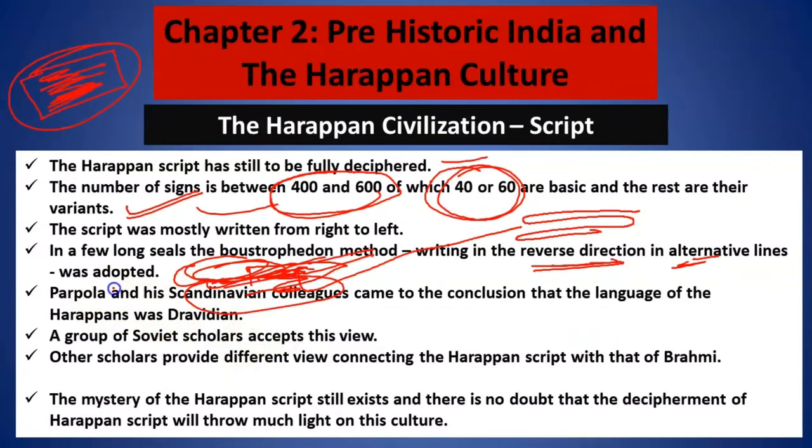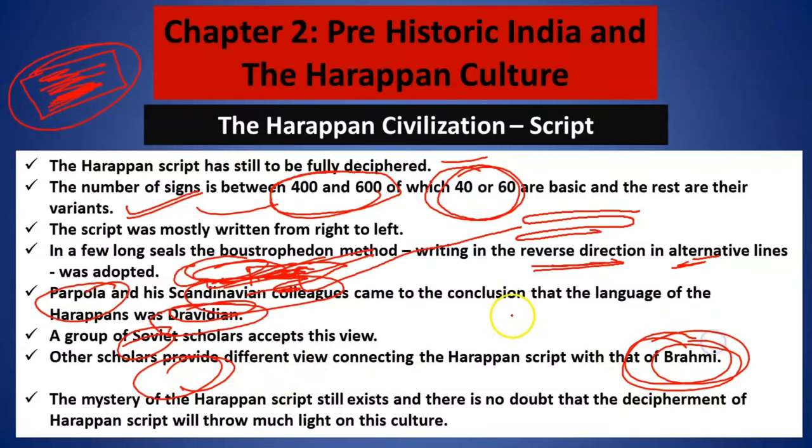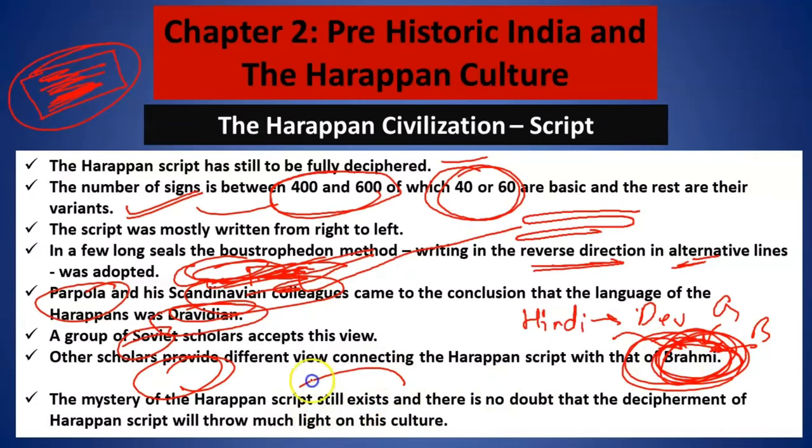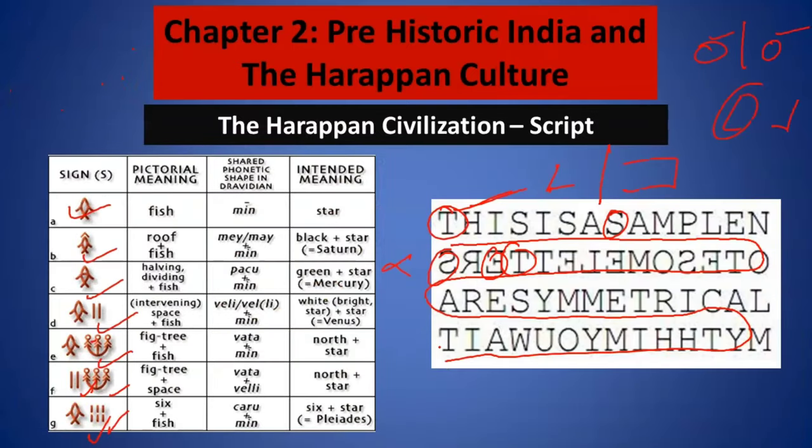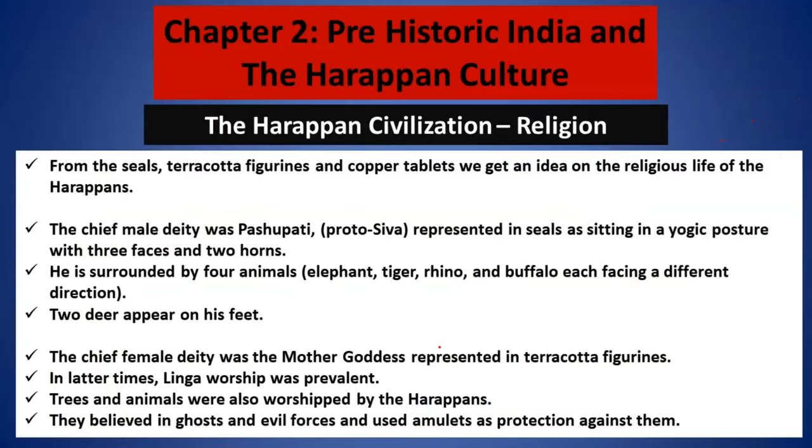Now, Scandinavian scholars like Parpola felt that this was a Dravidian language. A few Soviet scholars have accepted this, whereas other scholars believe that this is something related to the Brahmi script. Right now, the Hindi language, written in Devanagari script, is somewhat derived from the Brahmi script. Most languages, even Gujarati and Bengali, are derived from Brahmi. So this mystery still remains, and once we come to know what these signs say, we will be able to decode much about them.